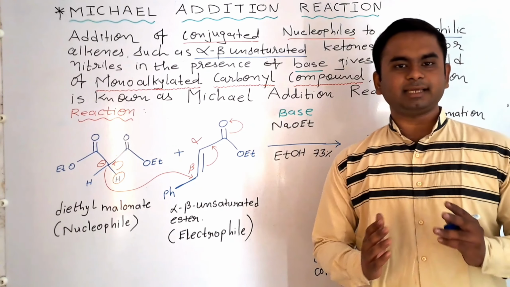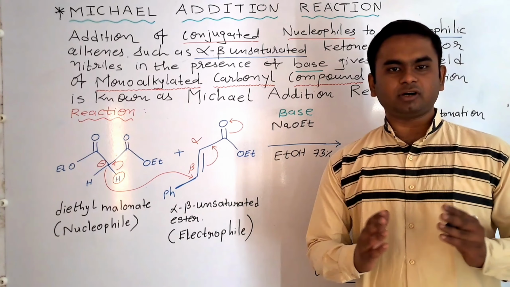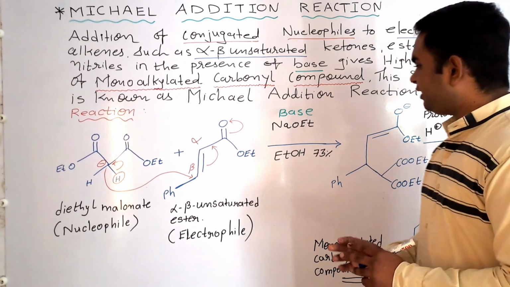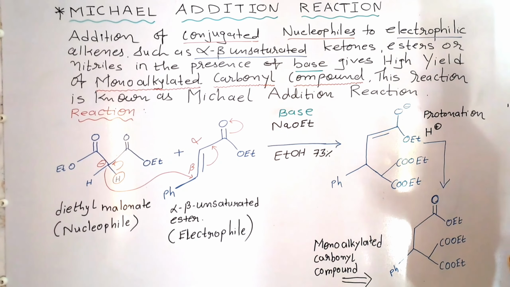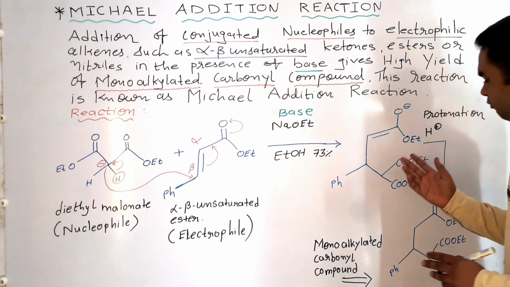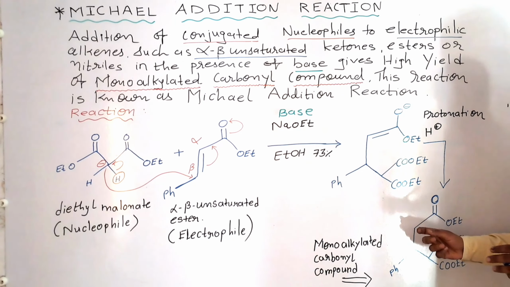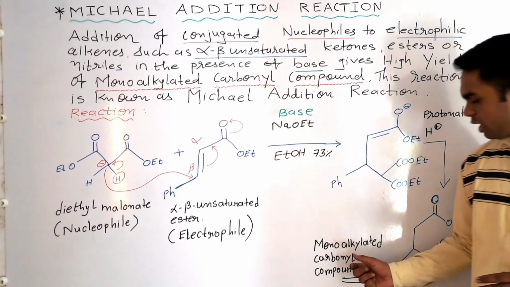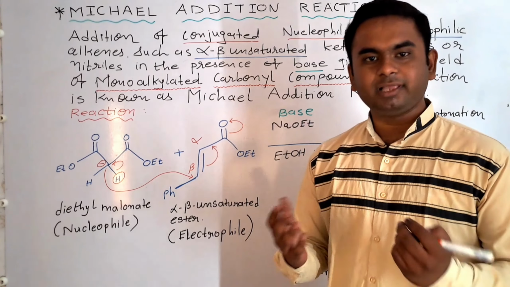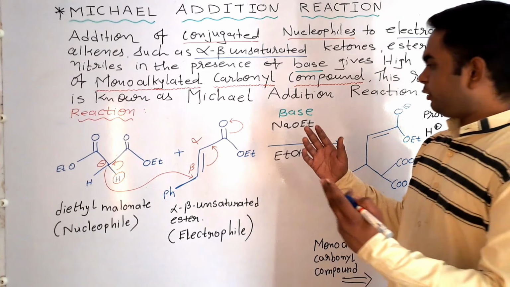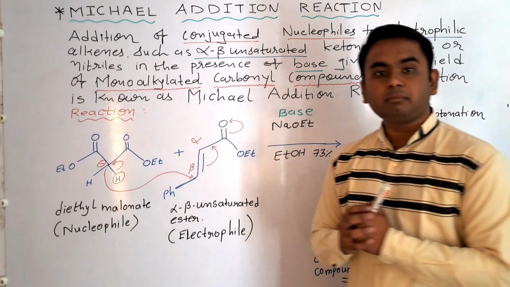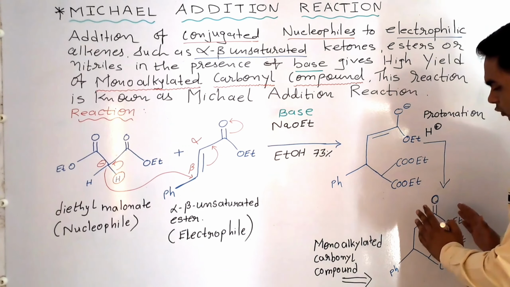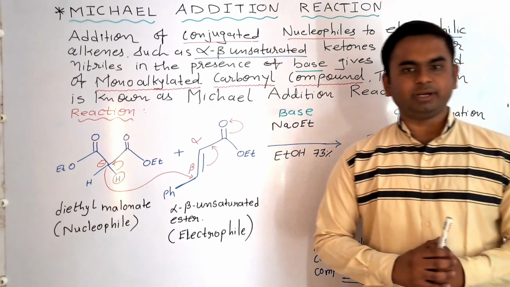This reaction occurs in the presence of the base sodium ethoxide, with ethanol as solvent. With this reaction we get such an intermediate compound. Now with protonation and back bonding of this compound, we get our final product, the monoalkylated carbonyl compound. Why is this compound known as the monoalkylated carbonyl compound? Because here two carbonyl compounds combine with each other and give our final product. So this compound is known as the monoalkylated carbonyl compound.